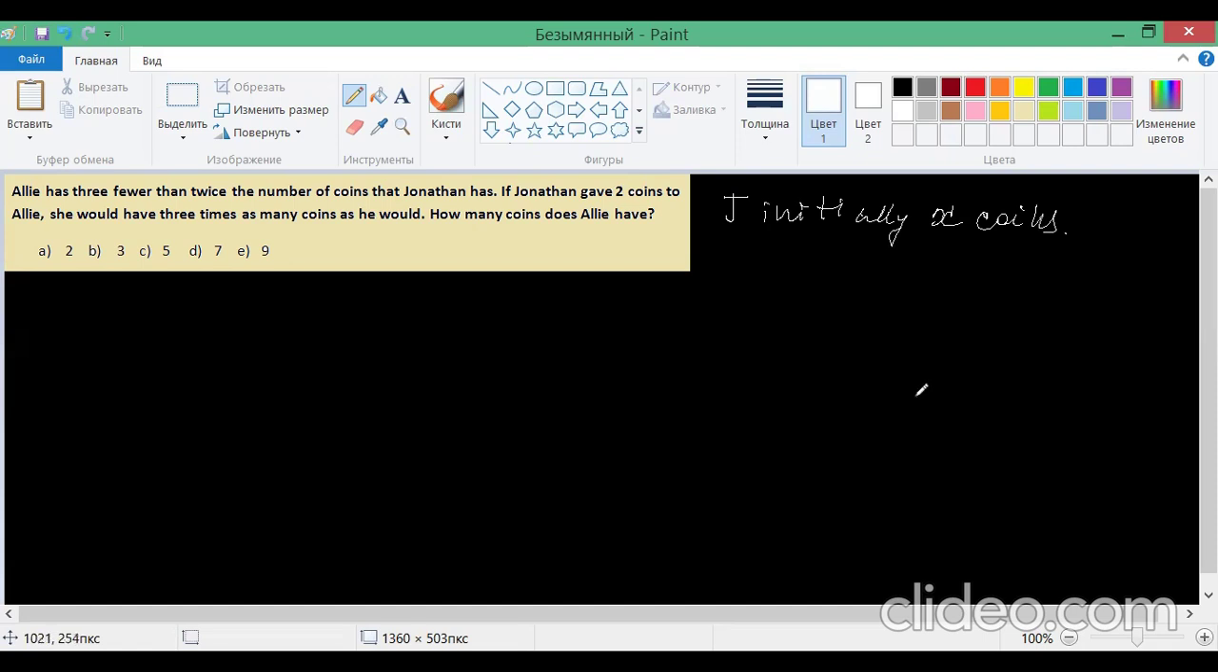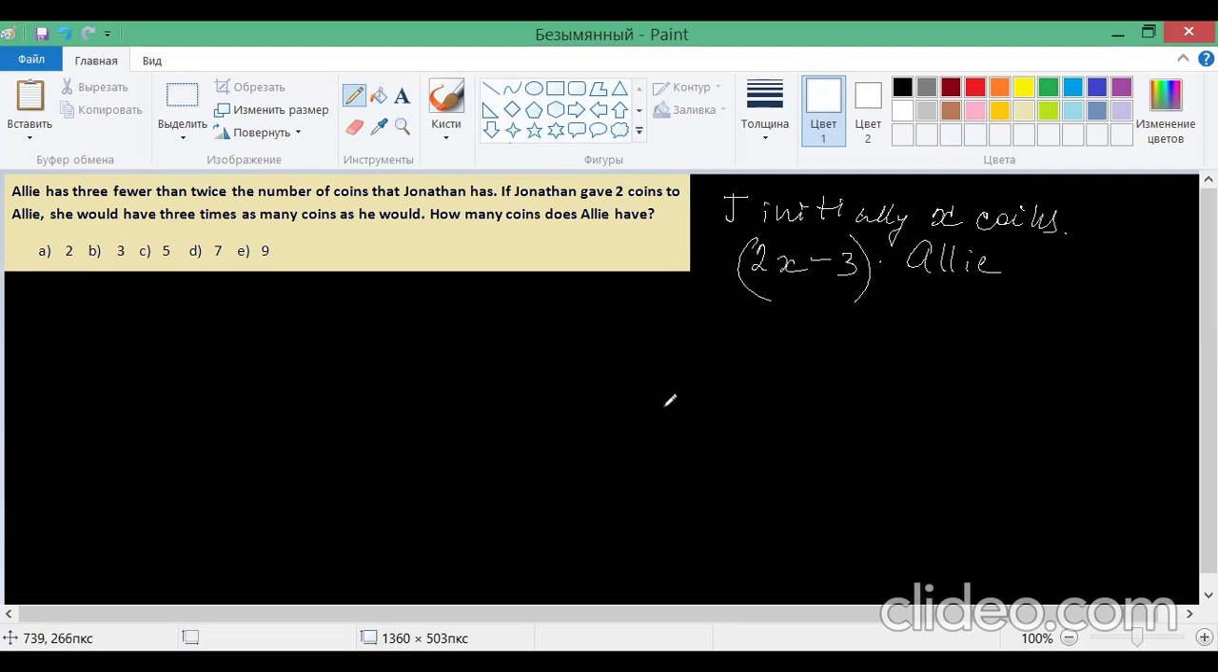Okay. And Ellie has 3 fewer than twice that number. So twice that number is 2 times x, right? And 3 fewer. That means that we subtract 3 from 2x. This is the number of coins Ellie has.